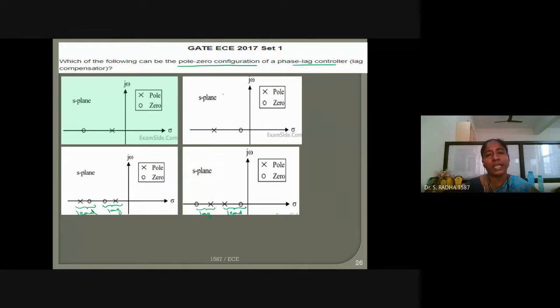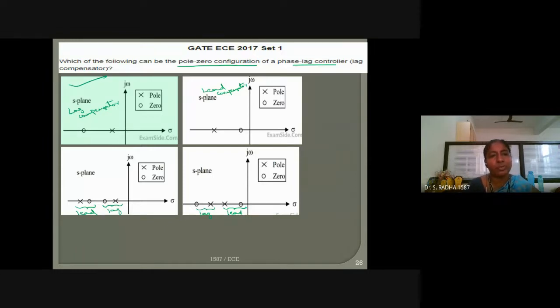The second diagram is the lead compensator. In it, the zero is close to the origin. In the first diagram, the pole is close to the origin. So this is the pole zero diagram of the lag compensator. First one is the correct answer, lag compensator.